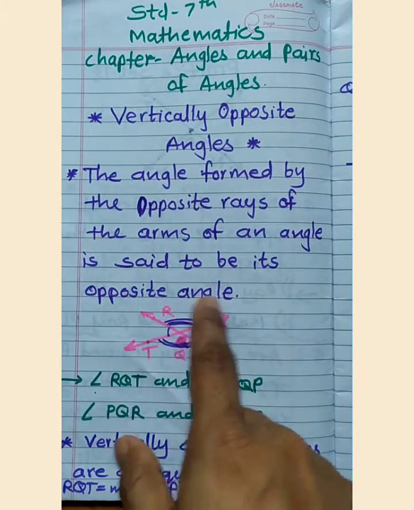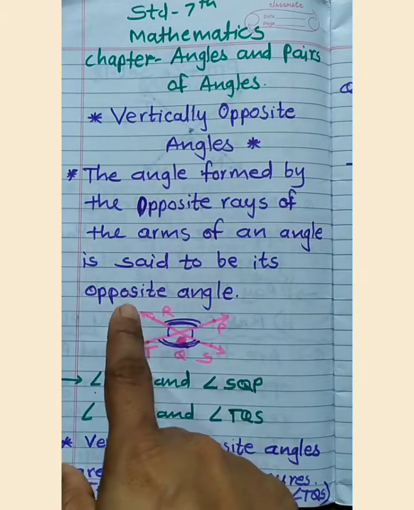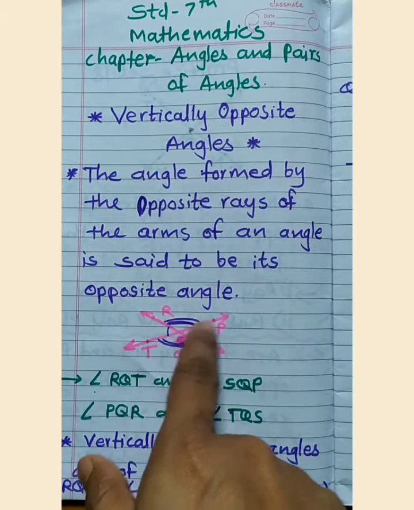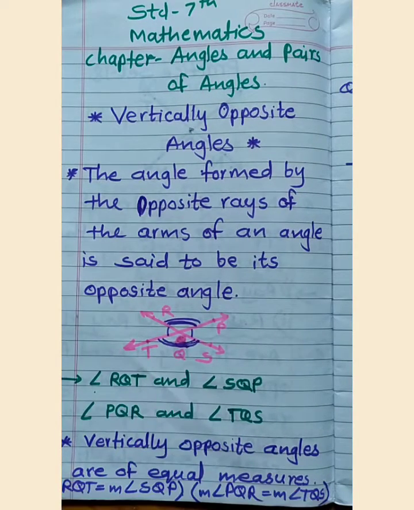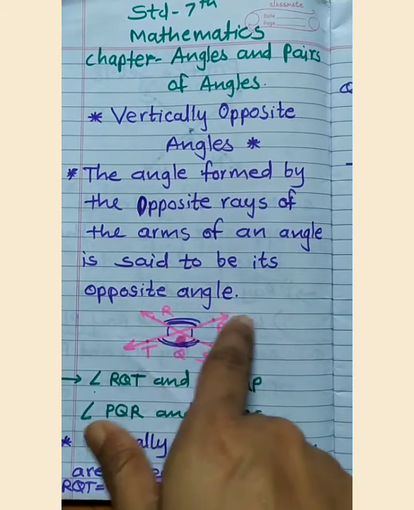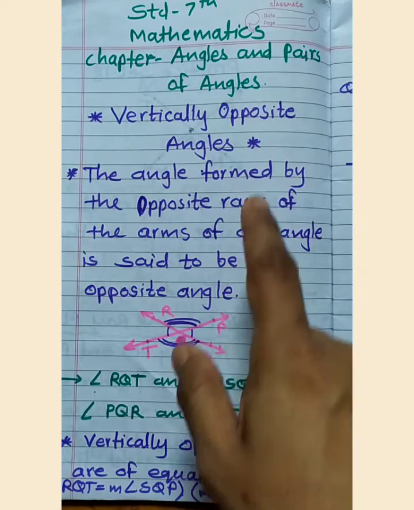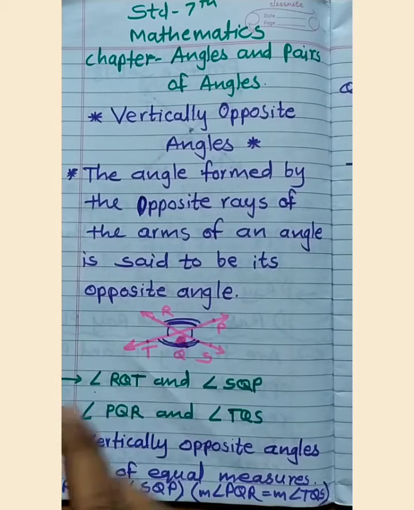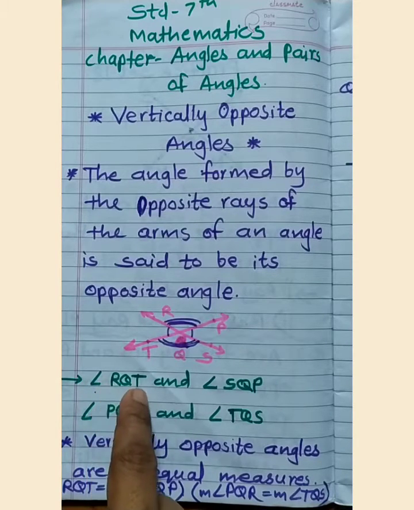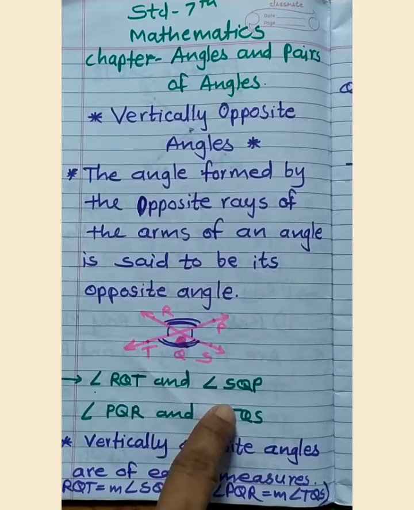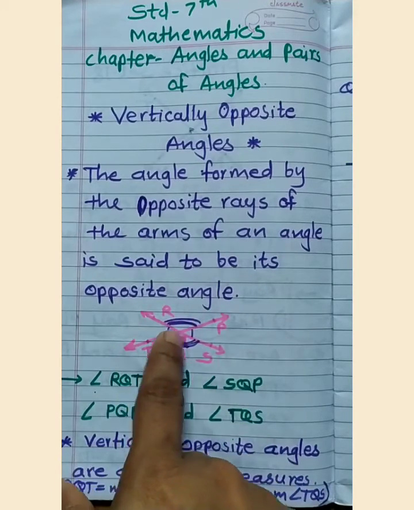Now we will see in this figure which are the opposite angles. If you see line RS and line TP, both lines intersect at a single point Q. So here we form opposite rays QR, QS, QP and QT. So how will we find the vertical opposite angles? We take any one angle, suppose we take angle RQT. What is the vertical opposite angle of RQT? SQP.